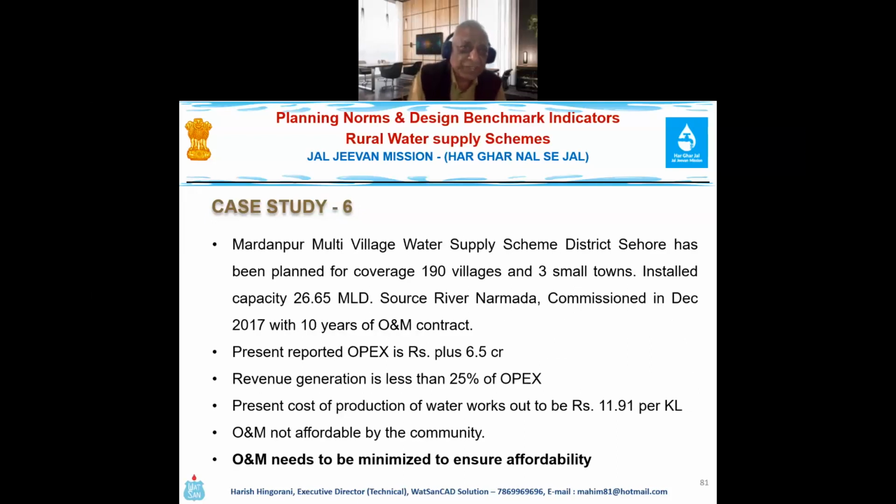So this is what we are talking about. This is one of the schemes which has been commissioned, a multi-village scheme. The present reported OPEX is 6.5 crore. Revenue generation is less than 25% of OPEX. The present cost of production of water is 11.91 per kiloliter. O&M is not affordable. So see, revenue generation is only 25%. So I need approximately 5 crore as gap funding in such a scheme. O&M needs to be optimized to ensure affordability.